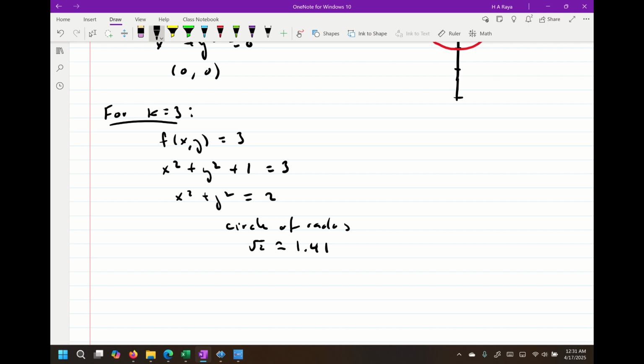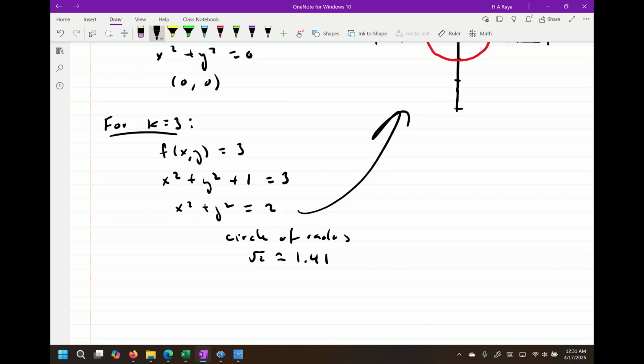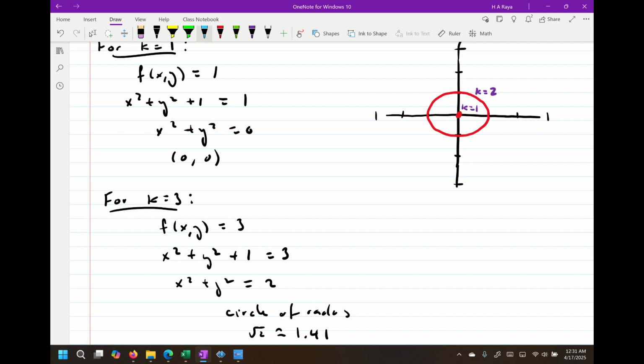So taking the circle of radius radical 2 and plugging that into my graph for the collection of the level curves, this point right here is 1, this one over here is 2, so 1.41 should be about right there. And if I use these 4 points to graph out the level curve, I get something that looks like this. So this is the level curve for k equal to 3.